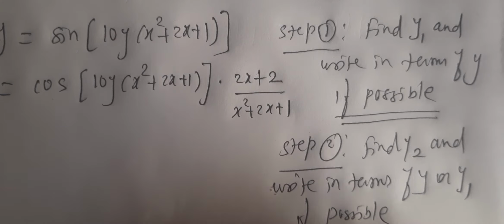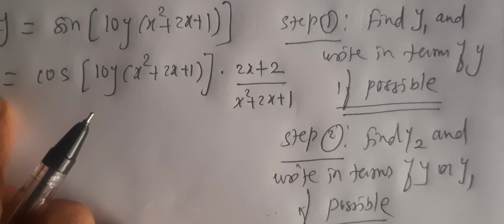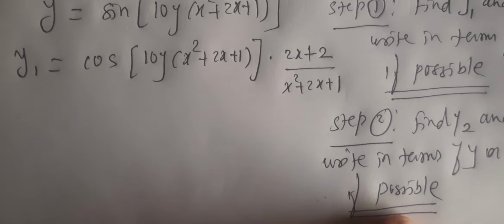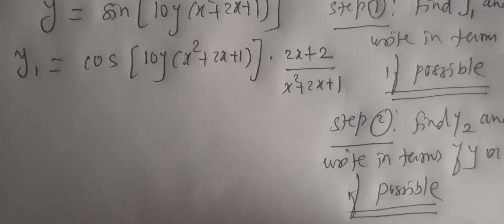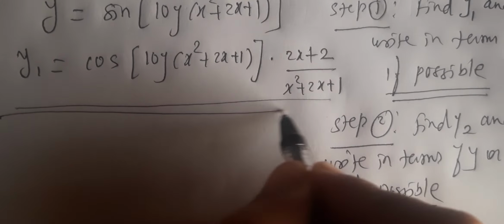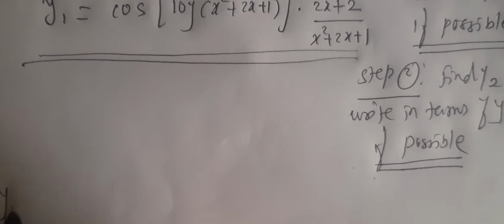Don't forget this. Either you will have that we can write y1 in terms of y, whatever y we have found out, or if not, you will have y2 in terms of y or y1. So remember, writing in terms of y and y1 is very essential. Come back to this. This was our y1.